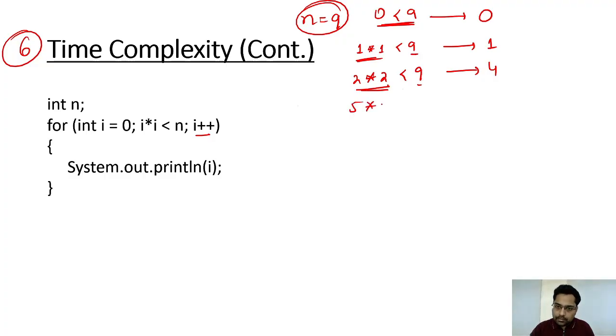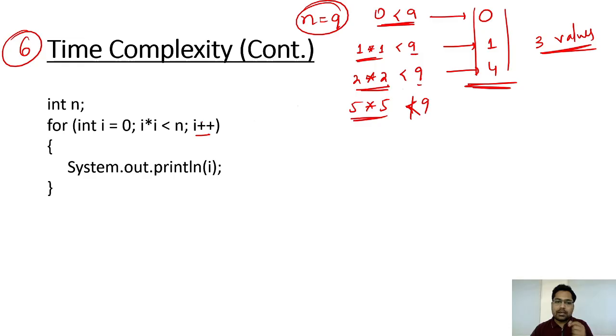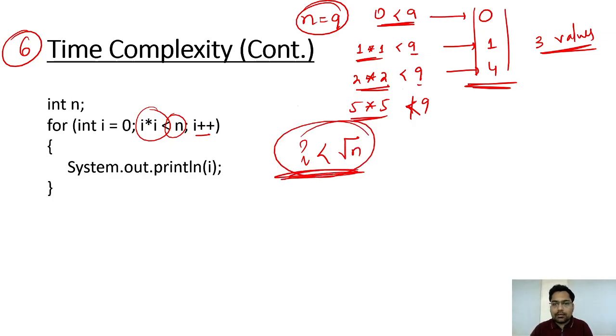Next 5 into 5. 5 into 5 is not less than 9, so it will not print anything. How many values have been printed? Only 3 values got printed based on this multiplying concept. Due to i square, we can find the 3 values, which indirectly says the number of times is due to i square. We are exactly getting it for the root of n time. Okay, so the time complexity it is taking is n to the power 1 by 2.